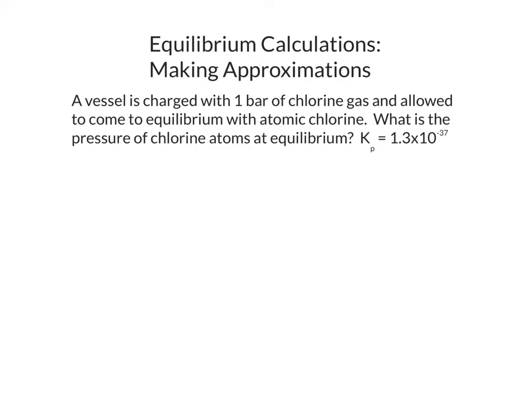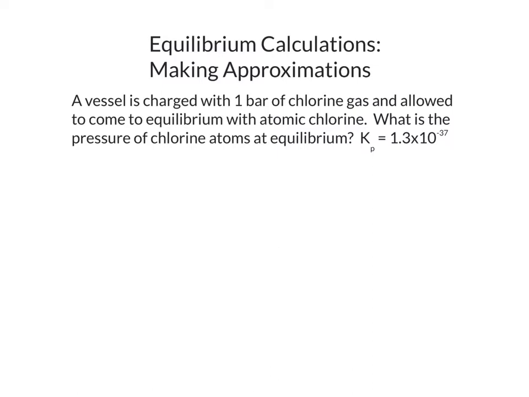When we have small and very large equilibrium constants, we can often make approximations that make our calculations easier. Let's see how that works with the following example. A vessel is charged with 1 bar of chlorine gas, and it's allowed to come to equilibrium with atomic chlorine. And we want to know the pressure of chlorine atoms at equilibrium.